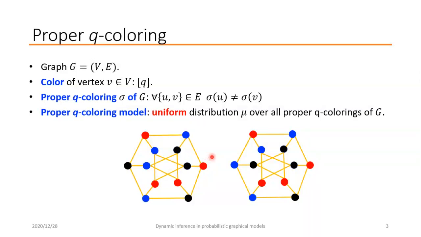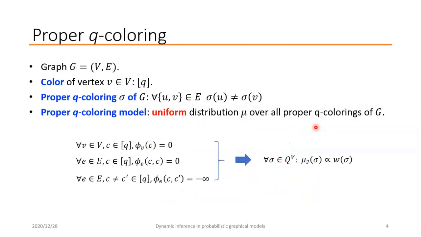Here is an example of a graphical model. Given a graph G, a proper Q-coloring of G is a coloring of the vertices with colors from 1 to Q such that any two vertices of an edge have different colors. For example, the left picture gives a proper 3-coloring, while the right one is not a proper coloring. The proper Q-coloring model defines the uniform distribution mu over all proper Q-colorings of G. One can verify that this is a class of graphical models, because if the weight functions are set as this formula, then the Gibbs distribution of the graphical model is exactly the uniform distribution mu.